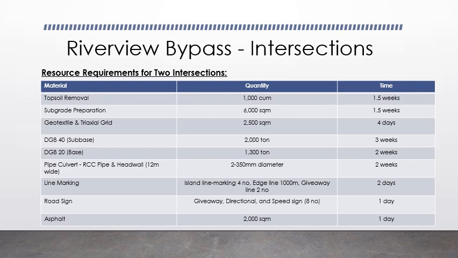And for the base, we have DGB 20. We need 1,300 tons, which will take 2 weeks. And we have two pipe culverts, 350 diameter, which will take 2 weeks. We have line marking, and we allocated 2 days for this. And the road signs, we have eight road signs, which will take only 1 day. And the asphalt is 2,000 square meters, which will take only 1 day.